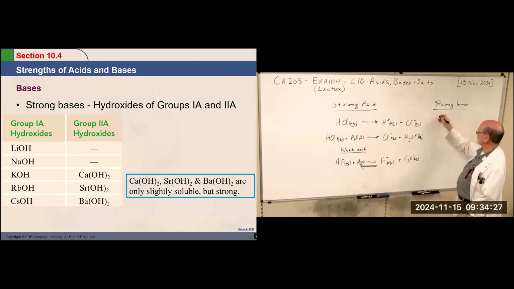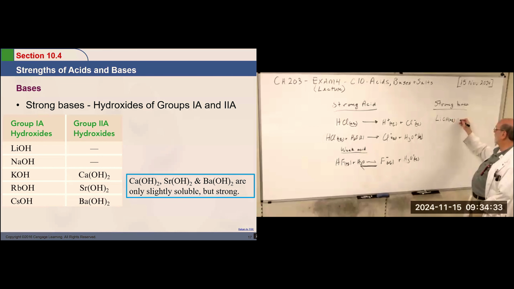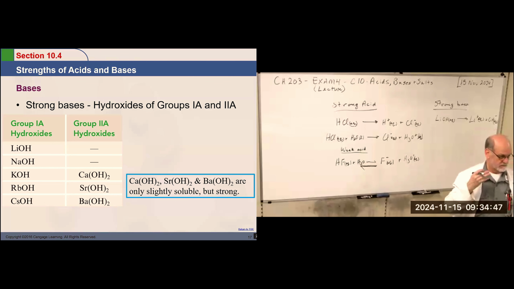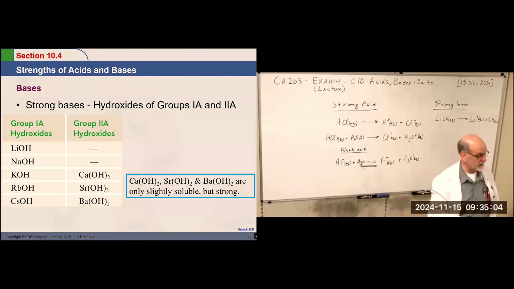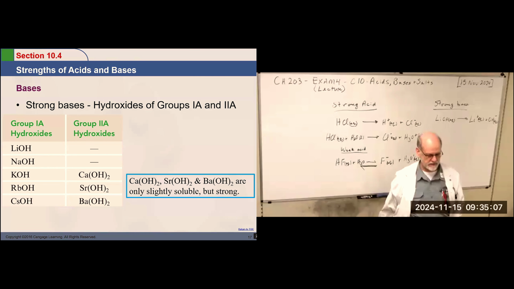So let's take lithium hydroxide, for instance. It would go all the way to this one. Now, in this case, the hydroxides do exist as free floating, but they always associate with water molecules. They're not transferred to the water, they're hydrated. There's a distinction there. This is all the way to the right. And you can say the same thing about sodium hydroxide, potassium hydroxide, rubidium hydroxide, cesium hydroxide.